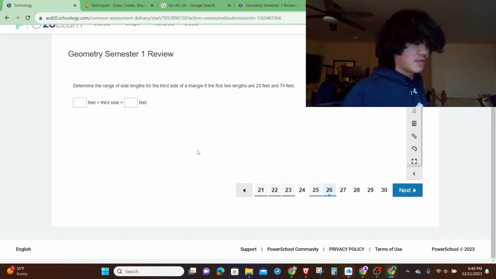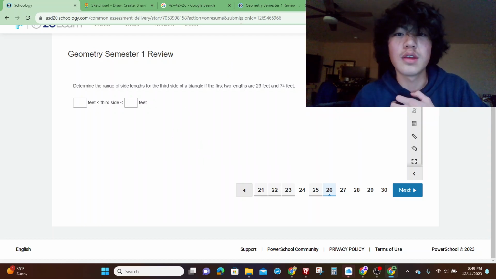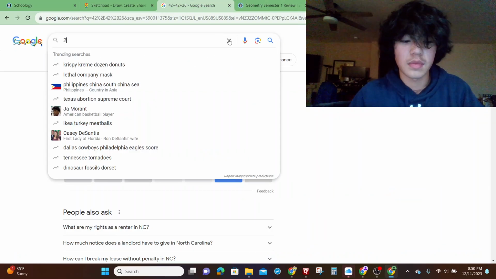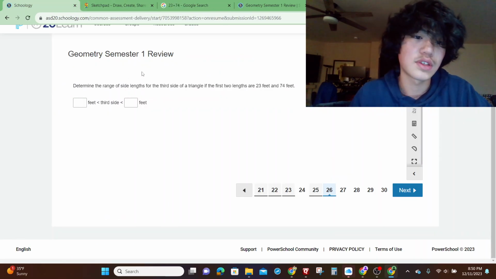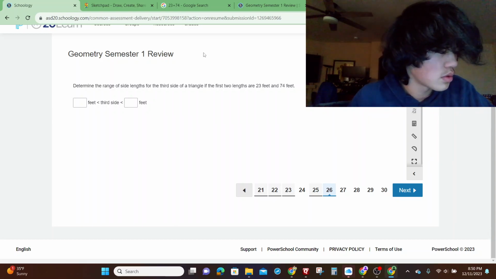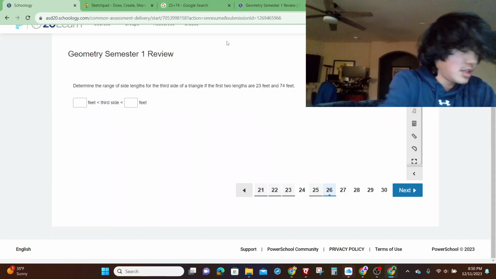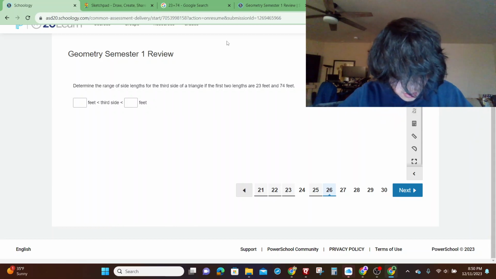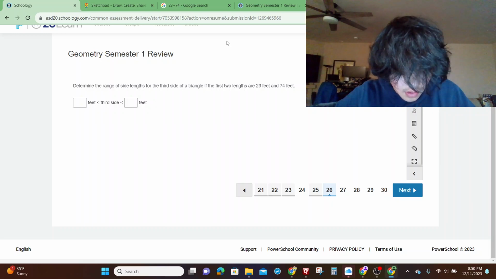First two lengths, so we have to find the third side. Determine the range of side lengths. Okay, alrighty, folks. So we know 23 plus 74 gives us 97, so we know the third side is less than 97. Then we're going to do 74 plus x greater than 23. Let's look here. 23 plus x, third side.